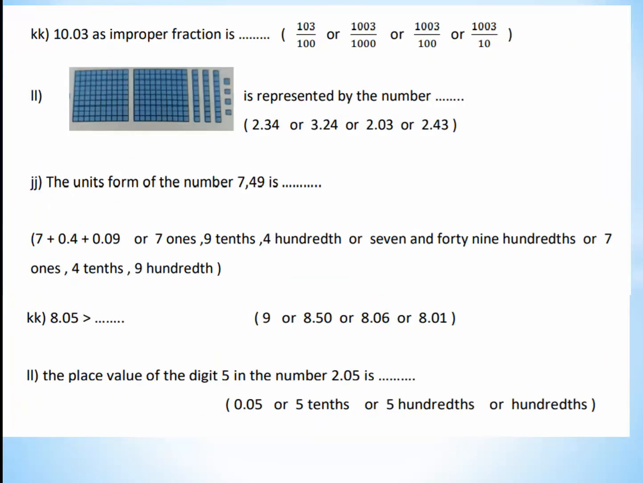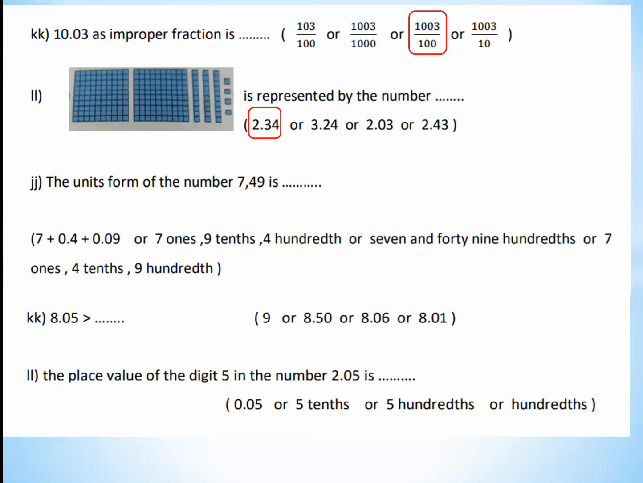10.03 as an improper fraction. We will write the whole number over 100. It will be 1003 over 100. This form is represented by the number, yes, we have 234 hundredths. It will be 2.34.